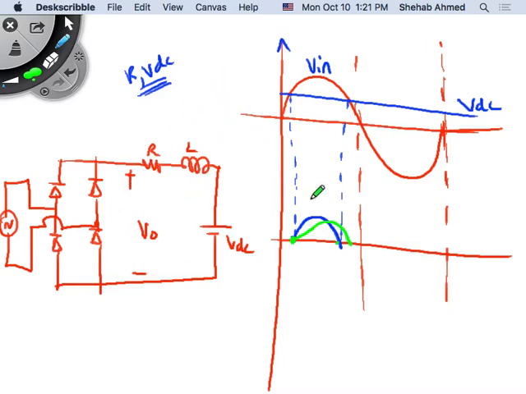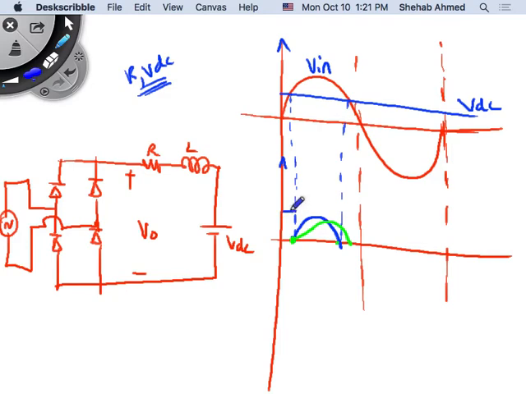So with the resistor case alone, what was the output voltage with the resistor and source? What does the output voltage look like? Will it start at zero? It starts when the current starts. No, it's not. It does not start when the current starts. It starts at VDC, right?